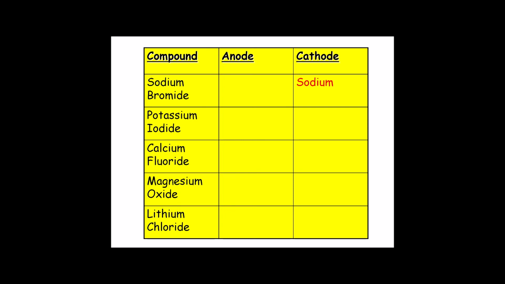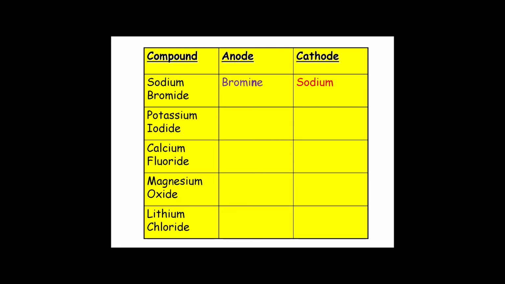Now, what will be formed at the anode will be from whatever's left behind in the chemical. We've used the sodium, so we're only left with the bromide. Now if you put bromide in as your answer at the anode, that's okay. But what we'll actually find being formed there is bromine. The bromide ions will lose their electrons, and pair up with another bromide ion to form bromine.